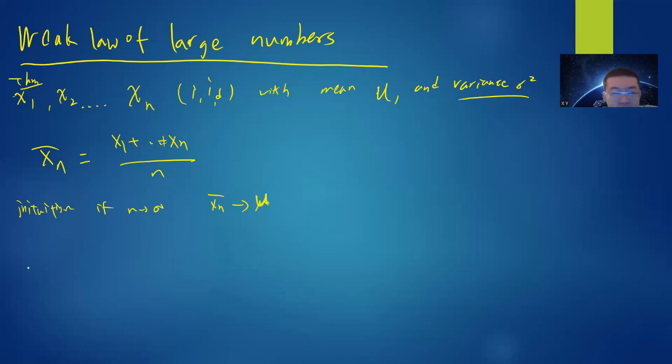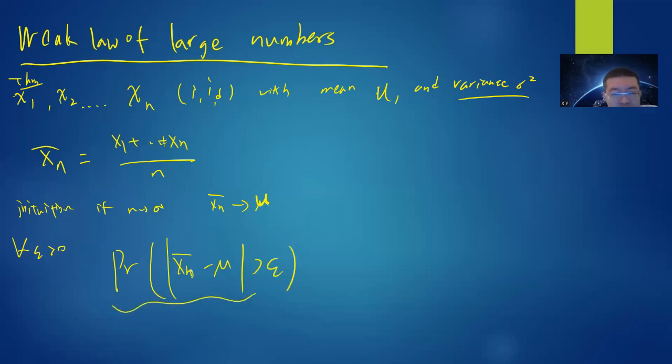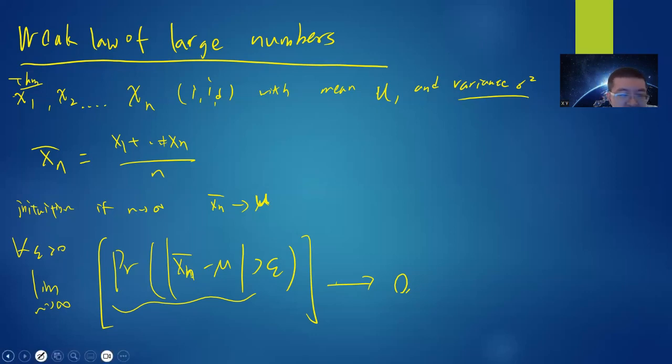And rigorously it says that for all epsilon greater than 0, if you ask for the probability that |X_n bar minus mu| is greater than epsilon, given any n, this is a number, right? As n goes to infinity, this number will go to 0. So you fix n, this is a number as a function of epsilon and of n, and as n goes to infinity, this goes to 0. So this is the weak law of large numbers.